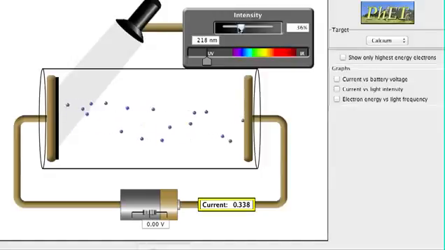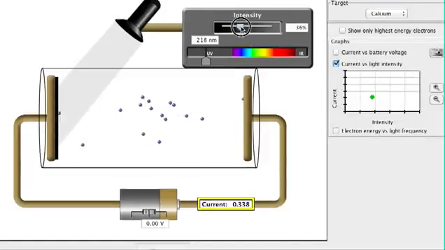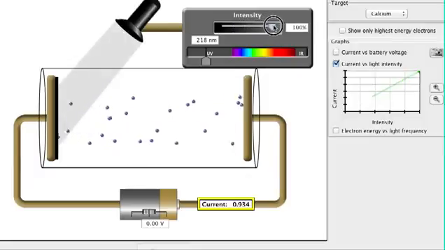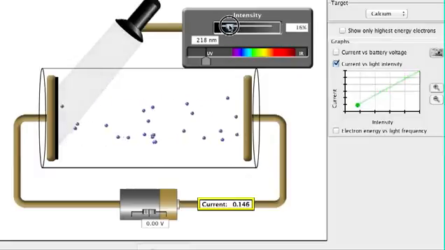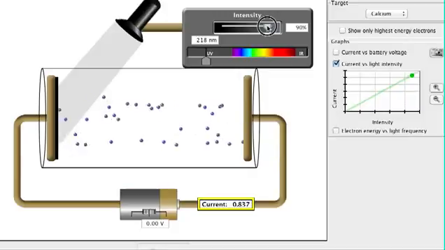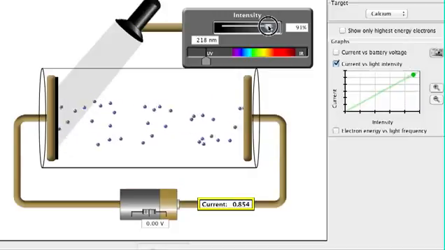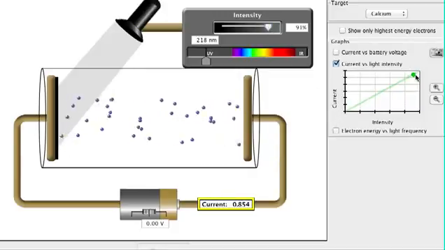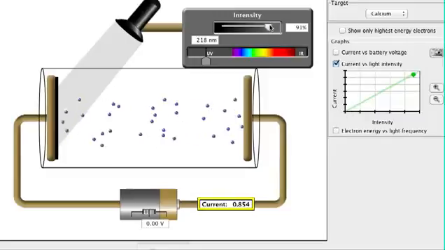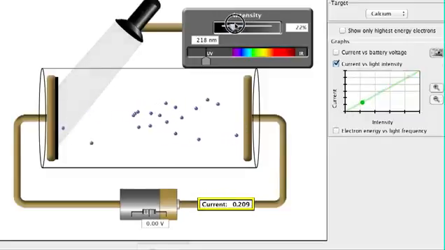The first important thing you need to know is that the brighter the light, the greater the current. That is, the greater the number of electrons that are ejected from the metal. So a brighter light creates a larger current, which means more electrons ejected from the metal. You'll notice it's a linear relationship that goes through zero. So no matter how low the intensity is, as long as you're not at zero, you'll still have some electrons being ejected from the metal.